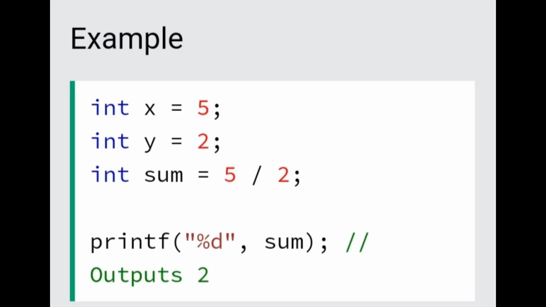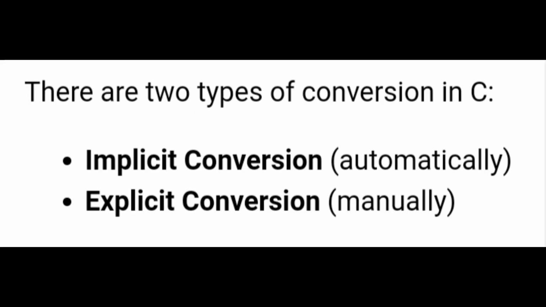Example: int x = 5; int y = 2; int sum = 5 / 2; printf("%d", sum); outputs 2. There are two types of conversion in C. Implicit conversion, which means automatically. Explicit conversion, which means manually.